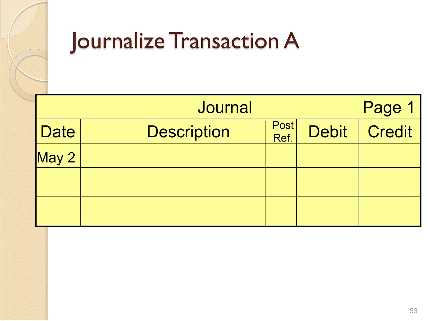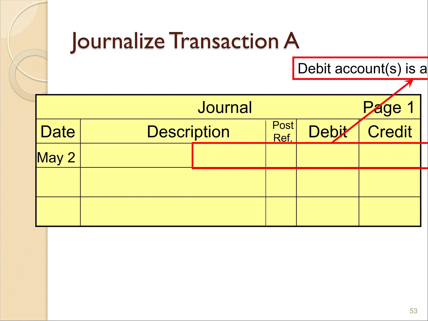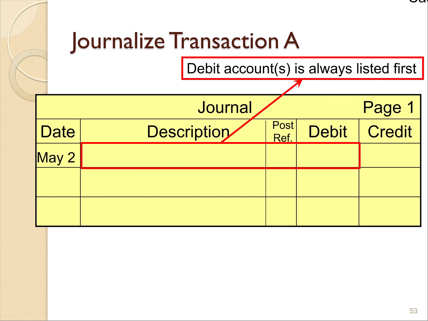So which account was being debited? It was cash. So we're going to list cash. And the debit amount was $40,000. Now remember, in the journal, the debits and credits are always currency. So because they are always currency, we just leave the dollar sign out.